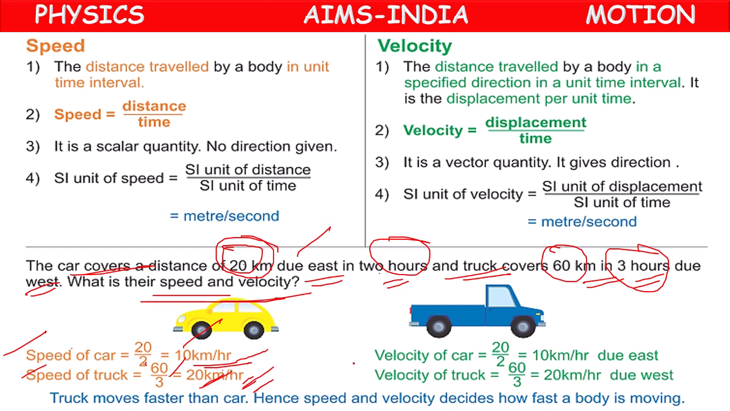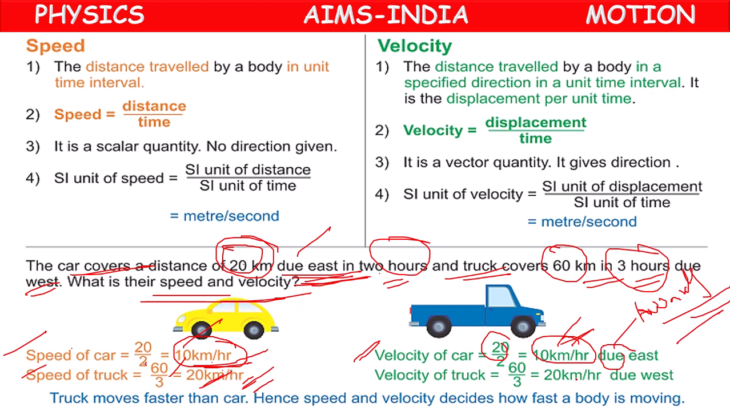In the same way, velocity of car, 20 by 2, 10 km per hour. But for speed, only the value we will mention, 10 km per hour. For velocity, along with the value 10 km per hour, it is going due east. Here the word due means towards, children, towards that side, towards east, 10 km due east. So velocity of truck is 20 km per hour due west. Like that, while mentioning velocity, we have to mention the direction. While mentioning speed, no need to mention the direction, only the value. Okay.